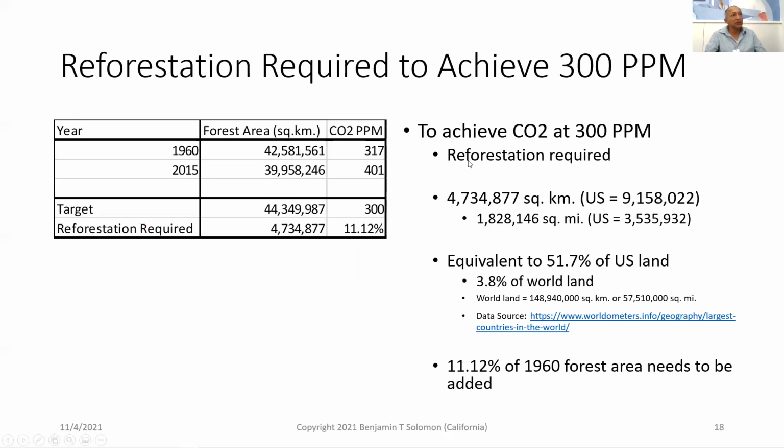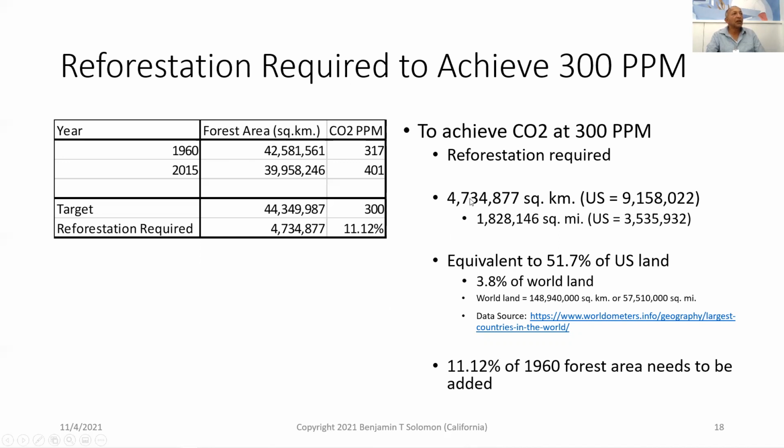So if we calculate the forestation, how much forest do we need to get back to 300 ppm? 1960 was 317, 2015 was 401, with the corresponding forest areas of 42 and 40 million square kilometers. The target is 300 ppm. We need a forest area of 44.3 million square kilometers. And that means an increase of 4.7 million square kilometers of forest, which is about 11% of 1960 forest.